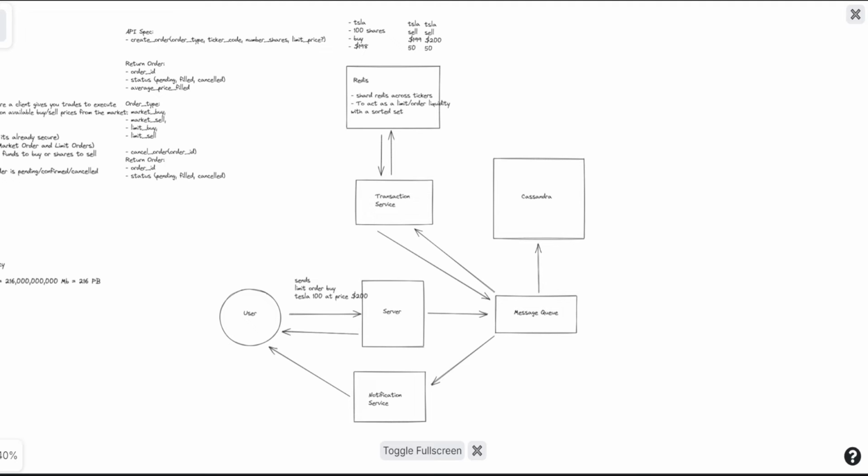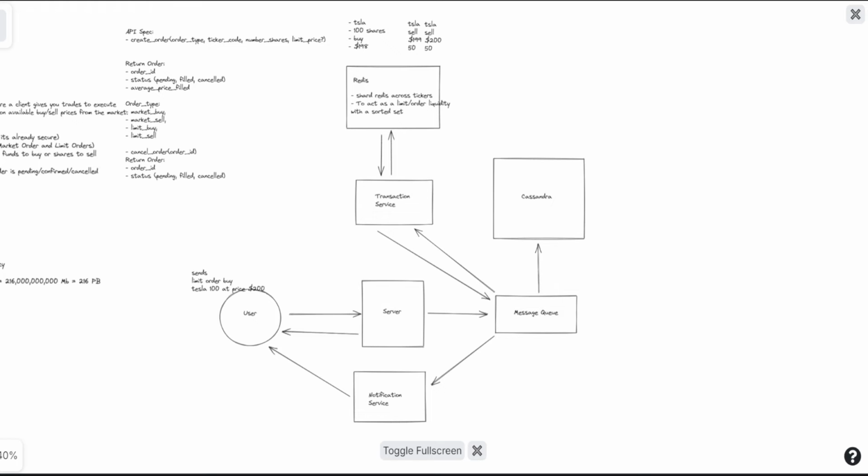So we could utilize the notification service as a way for them to know whether the order is filled or not. Or we could also have a WebSocket that connects them to the server so they can immediately get that feedback: your order has been filled, or your order is still pending. That will be a lot faster for them. I can add that over here if that's something you are interested in as well.